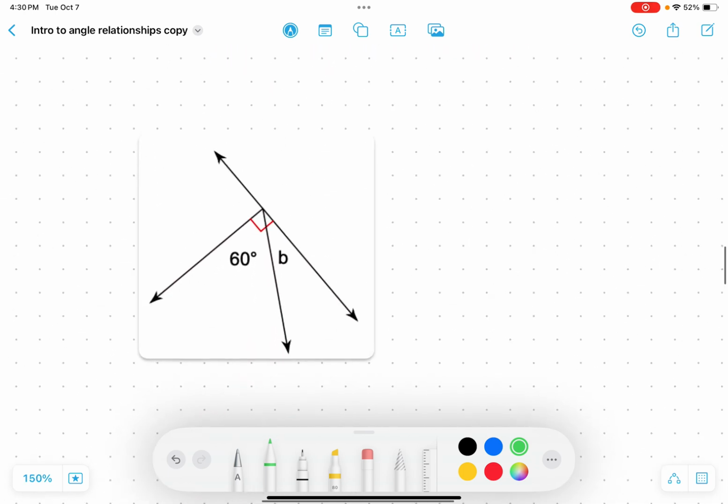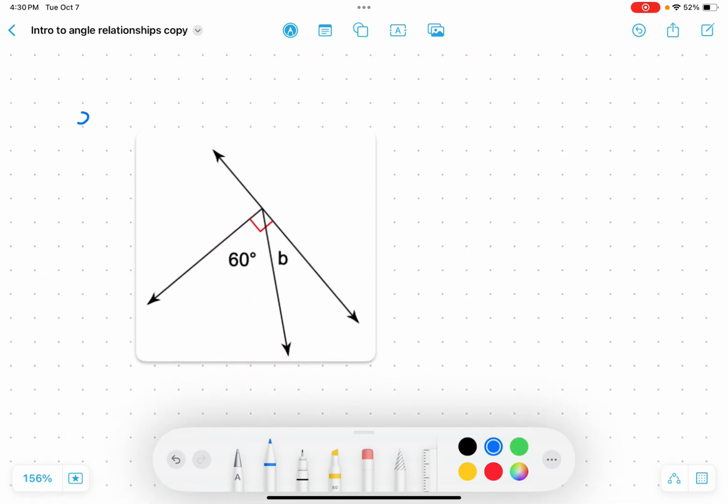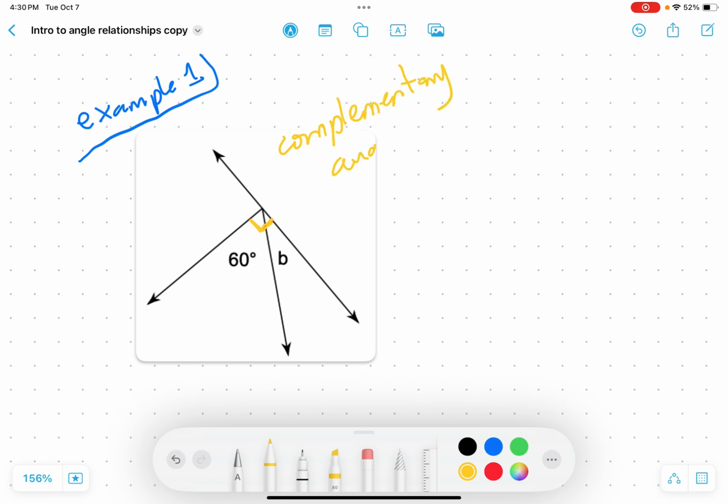So let's look at this first problem. We'll call this example 1. So whenever you see one of these diagrams, you first want to figure out what angle relationship we are dealing with. So one clue is this little corner triangle box right here tells me that I'm dealing with complementary angles. These angles add to 90 degrees.